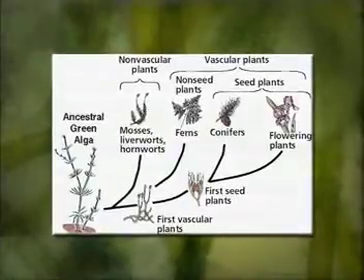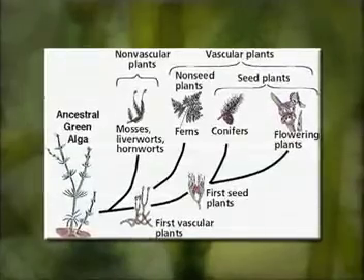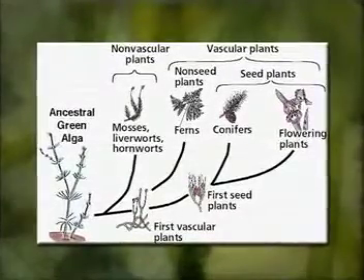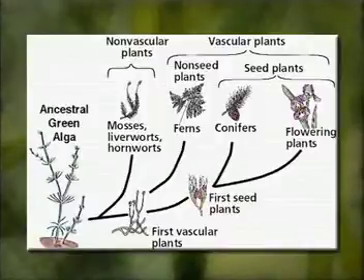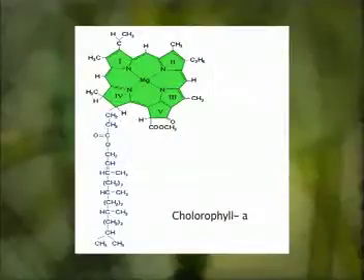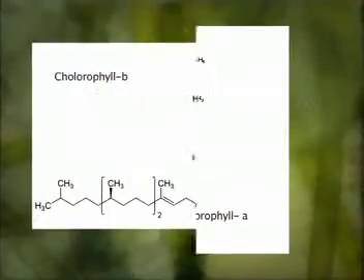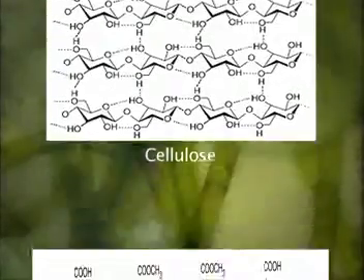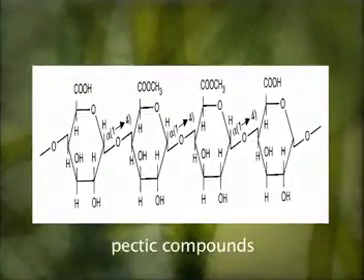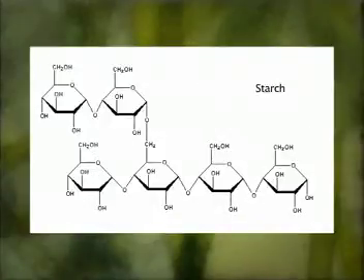They are of great evolutionary importance because they are considered as ancestors of true land plants due to the fact that both the green algae as well as land plants possess the same type of chlorophylls, that is chlorophyll a and chlorophyll b, similar cellulose and pectic compounds in the cell walls, and starch as the common storage carbohydrate.